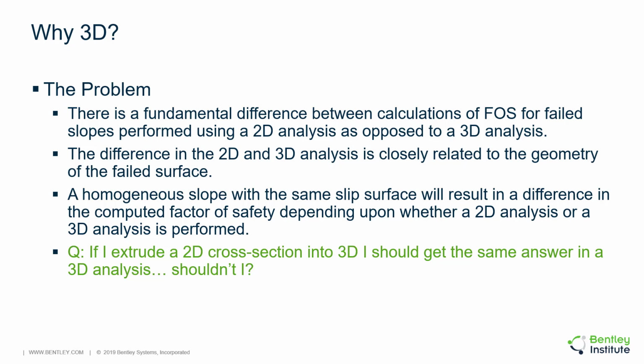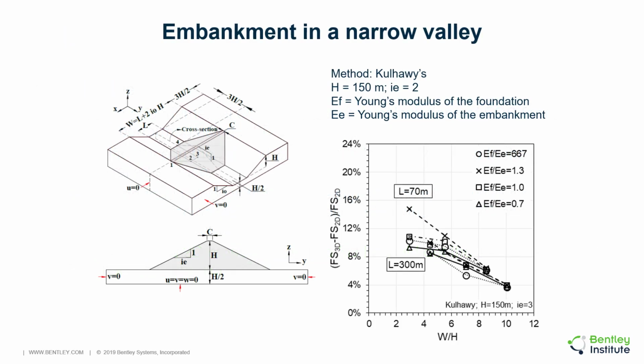And there's a common belief that a homogeneous slope with the same slip surface in 2D and 3D will give the same answer. In other words, if I extrude a 2D cross-section into 3D, shouldn't I get the same answer in a 3D analysis? And we'll talk through that. Should you get the same answer if you just extrude a 2D cross-section into 3D?